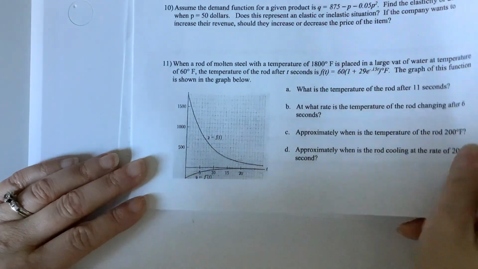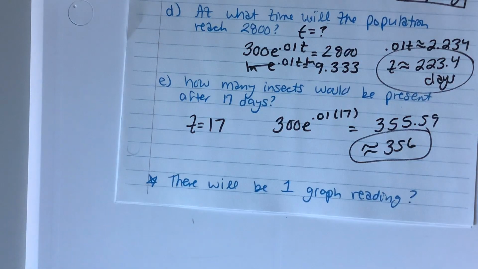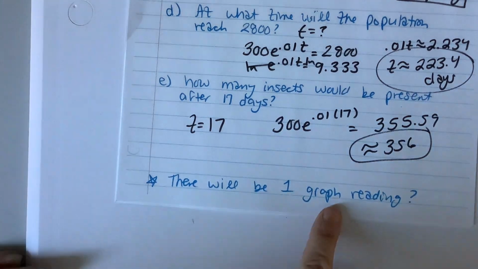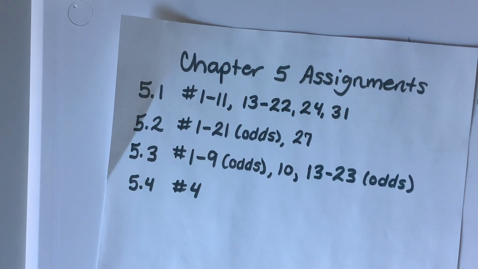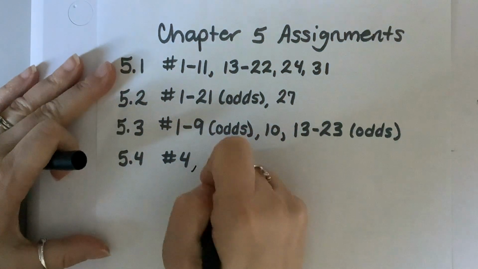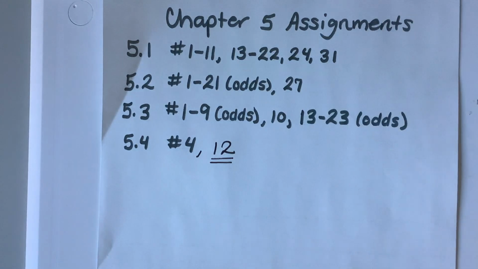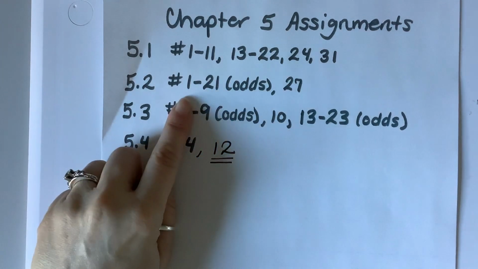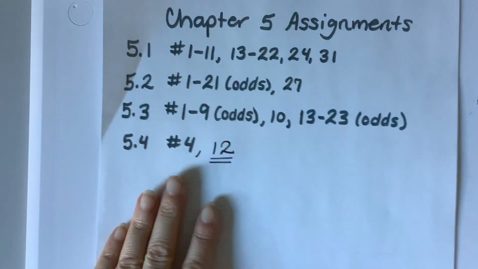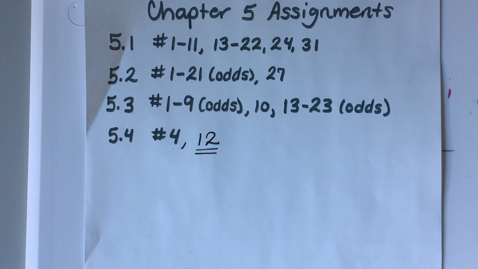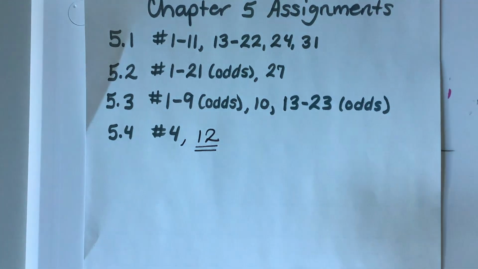So the whole test has 11 questions. We reviewed everything you will see except for the graph reading, and it is just reading the graph. Rest of the time, if you are going for the notebook check, here are the questions. 5.1, make sure you have 1 to 11, 13 to 22, 24, and 31. Then 5.2 would be 1 to 21 odds and 27. 5.3 is 1 to 9 odds, number 10, 13 to 23. 5.4 was 4 and 12. And the test is Monday.